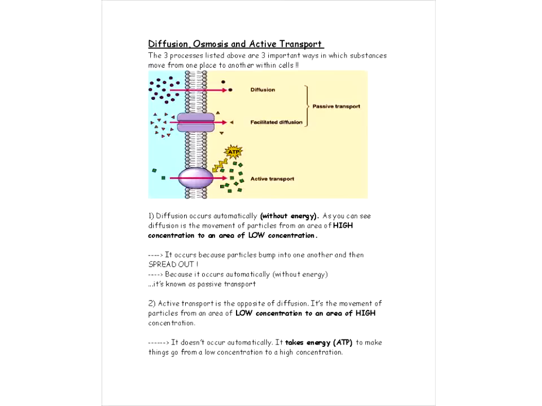Okay, so diffusion occurs automatically without energy. And as you can see in this diagram, it's the movement of particles from areas of high concentration to areas of low concentration. So why does it happen automatically? Because these particles in high concentration bump into each other and they spread to areas where there's not many of them. Okay, so again, it occurs without energy, and because of that, diffusion is also known as passive transport.